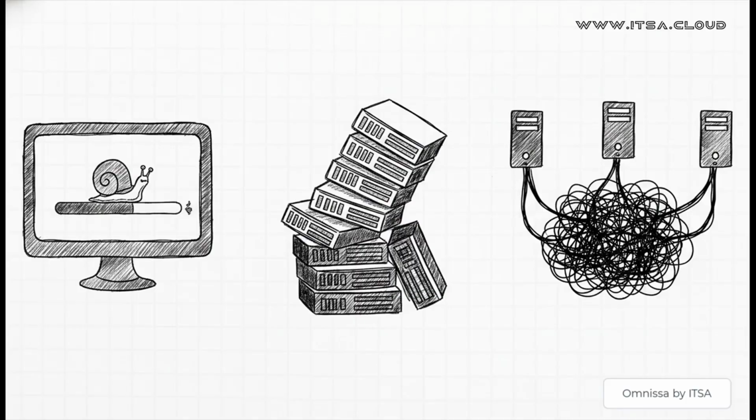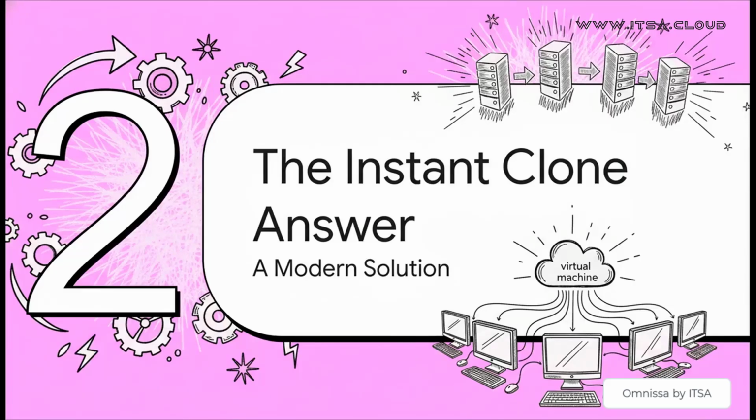And the old way of doing this, honestly, was a total nightmare. The process was just painfully slow. We're talking minutes for every single machine. It ate up a ton of expensive storage, and trying to manage it all was just this tangled, complicated mess. Something absolutely had to change. And that brings us to the solution. It's this really elegant piece of technology that tackles all those old pain points head on. So let's look at the Instant Clone.